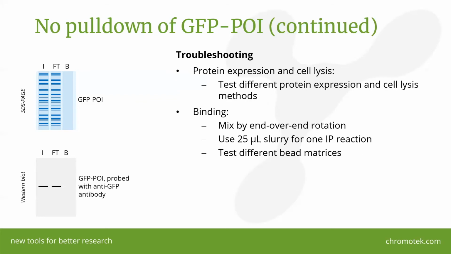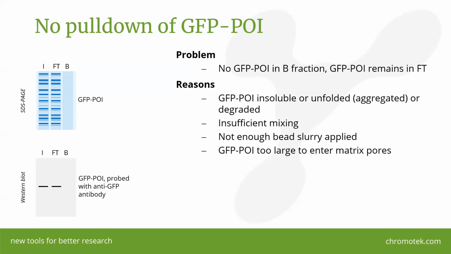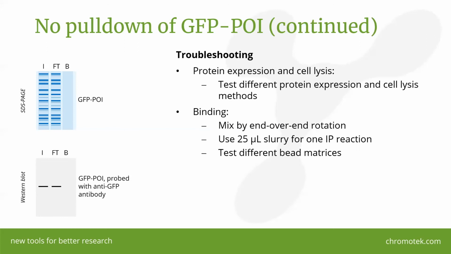The GFP protein is unfolded or insoluble. The GFP-tag can't be bound. Beads are not sufficiently mixed with the cell lysate. Only a small amount of beads is used. The protein of interest is too large to enter matrix pores in case a porous matrix like agarose is used. What can we do to avoid these kinds of problems?